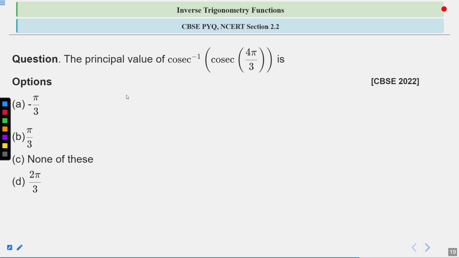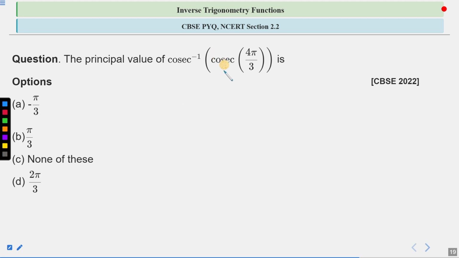This question says we have to find the principal value of cosec inverse cosec 4 pi by 3, right? So how can we find the principal value of cosec inverse cosec 4 pi by 3? Clear?